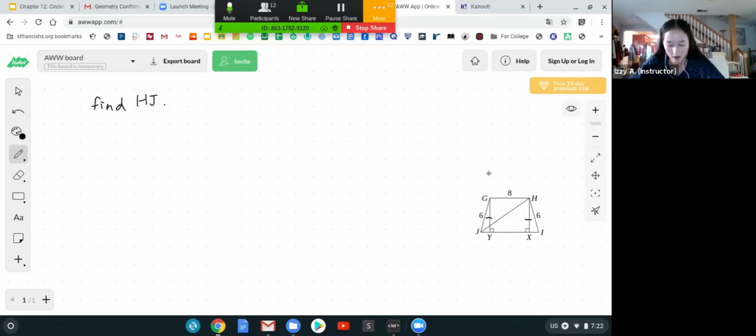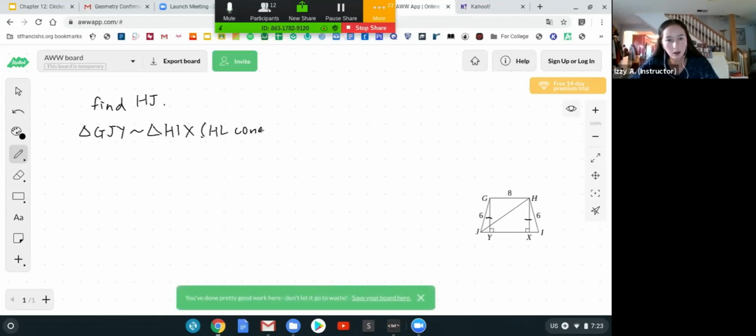So then triangle GJY is going to be similar to triangle HIX, and I will write that down. Triangle GJY is similar to triangle HIX because of hypotenuse-leg congruence, and I abbreviate congruence as "Kong", just to give you a heads up. So then this means that JY is going to equal XI.